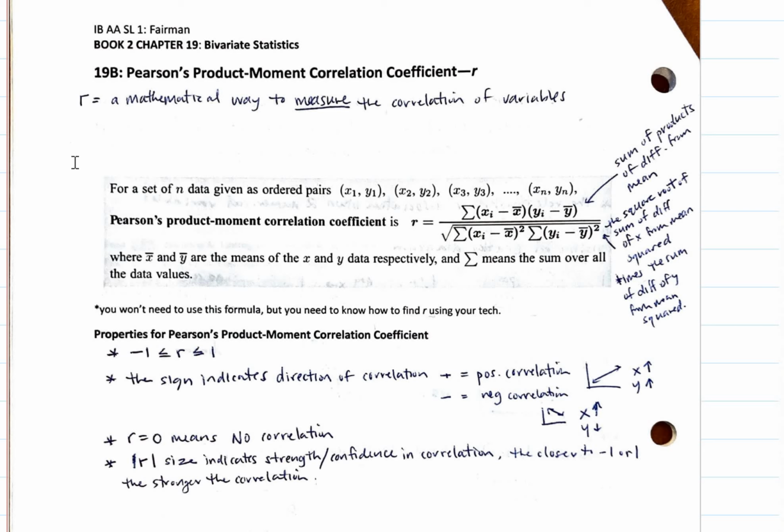In the previous section, we talked about subjective ways that you could describe the association between your numerical data, between your bivariate data. So we talked about correlation in terms of the direction, the linearity, the strength, or the causality. Those are all subjective terms. Pearson's product moment correlation coefficient, or correlation coefficient R, is a mathematical way to measure the correlation of the variables. So we don't have to just eyeball it and say it's strong anymore. We'll actually have a measurement.